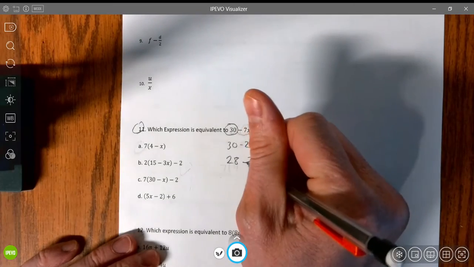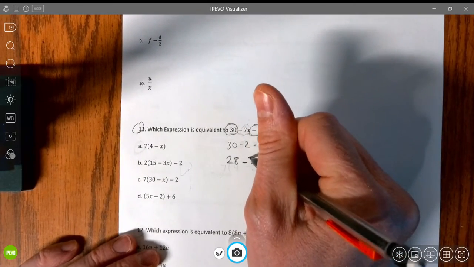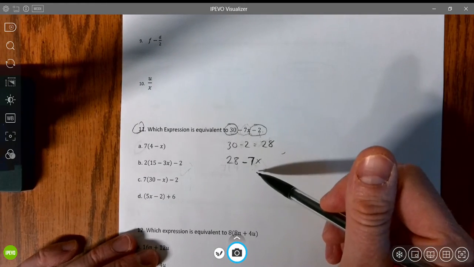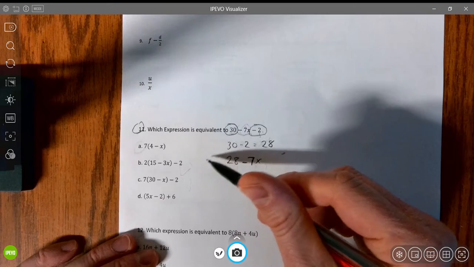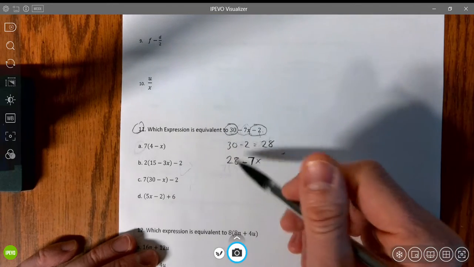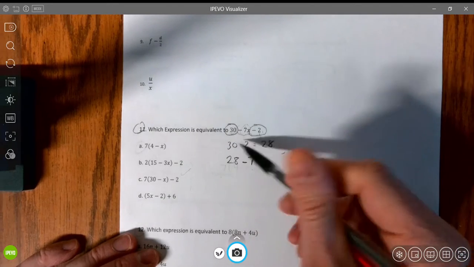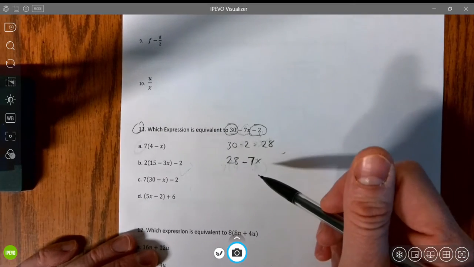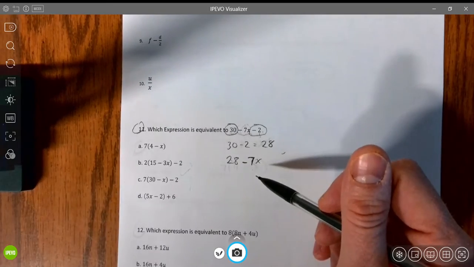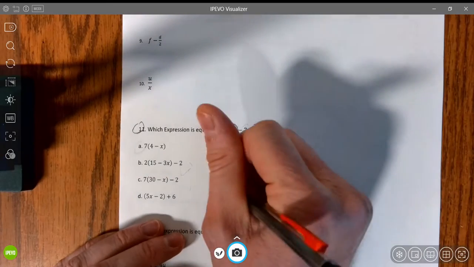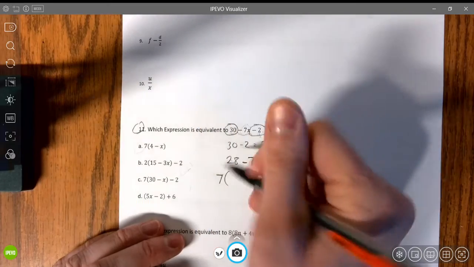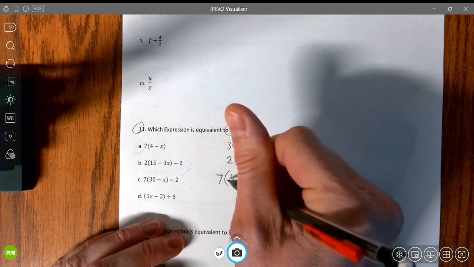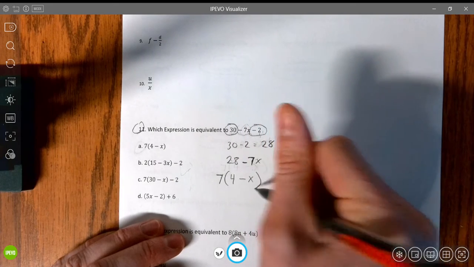Next, I have to look for a greatest common factor, because I'm going to factor this expression. When I factor this expression, it means I'm going to pull something out. And if I pull something out, I'm dividing both of these terms by the factor I'm pulling out. So what's a common factor between 7 and 28? 7, Mr. Marlowe. Great job, guys. So I'm going to pull out that 7. 28 divided by 7 is 4. 7x divided by 7 is just x.